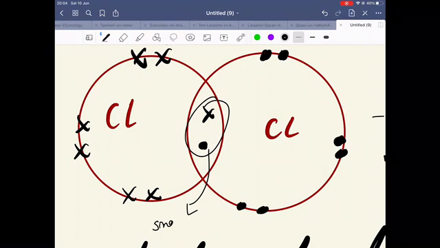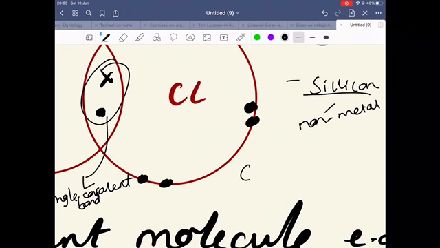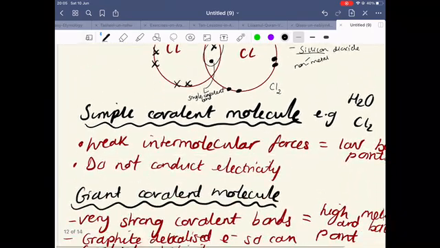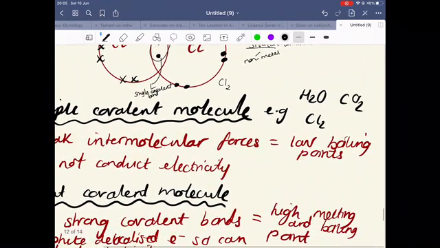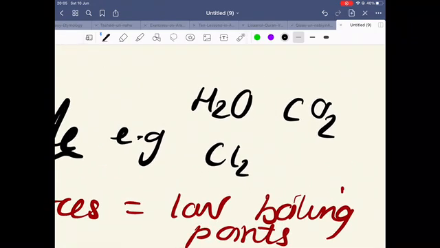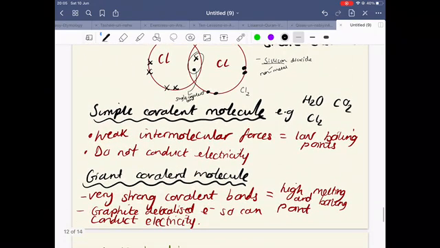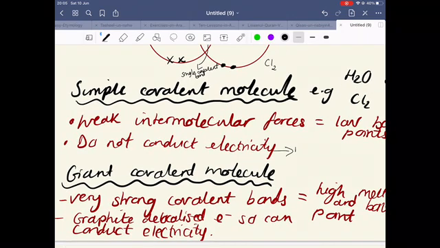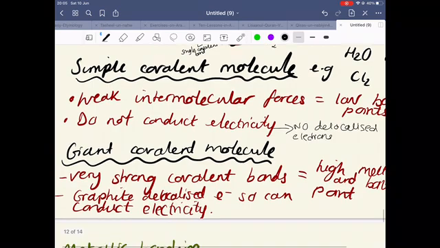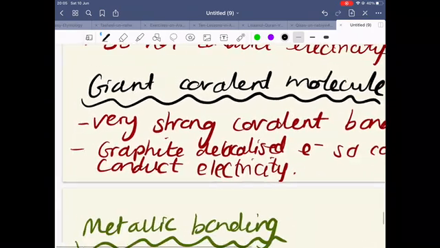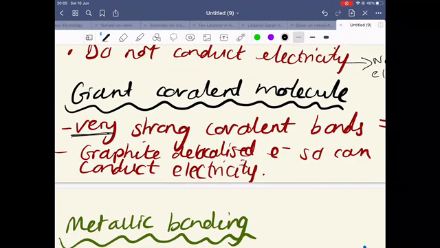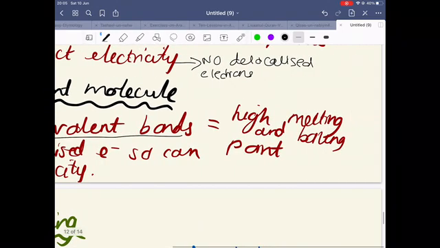Okay, so the simple covalent molecules like chlorine, water, hydrogen, ammonia all look like this. So how I like to remember covalent bonding is like a Venn diagram. It looks like that. So the simple molecules are like water, carbon dioxide, chlorine, halogens, mainly group 7, and these have weak intermolecular forces, so the melting and boiling point is quite low. They do not conduct electricity because there's no delocalized electrons and there are no ions that are free to move.